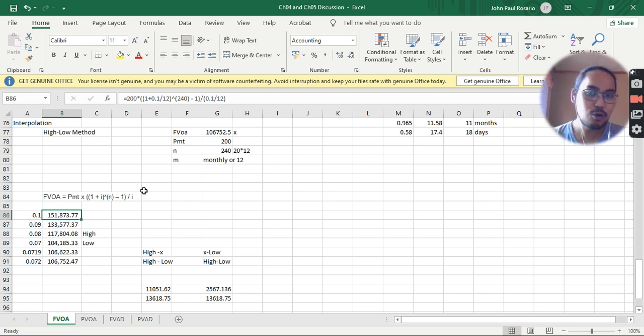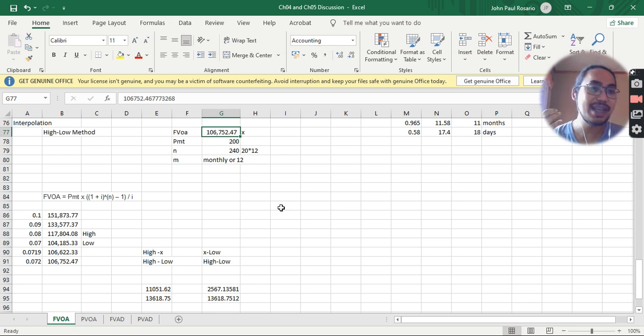So your goal is 106,000. This one, 106,000 imong goal. So if your goal is 106,000 and what you got from 10% is 151,000, do you need to go higher or do you need to go lower? You have to go lower. So since higher interest rate means higher present value, future value, and then your target is lower. So since lower future value man imong target, you have to go lower sa imong interest rate.